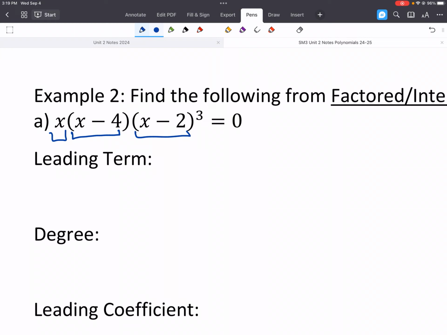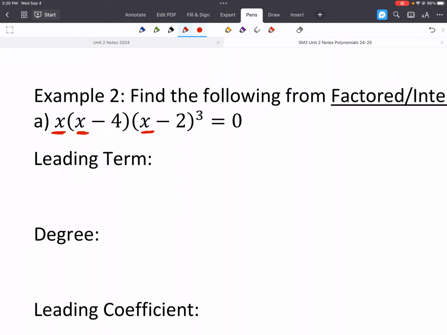All right, so let's see if we can come up with the leading term. Leading term, you can only find that by looking at standard form. And this is not standard form, so we need to do a little bit of work. The nice thing is that you do not have to multiply, distribute it all the way out. We only need to know what the leading term is. So we just want to focus on the leading terms for each factor.